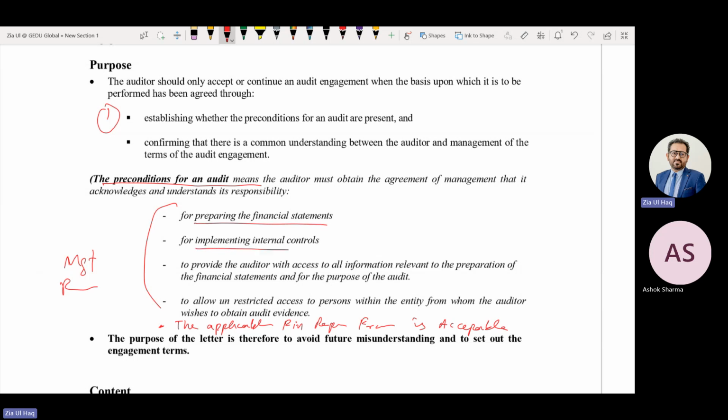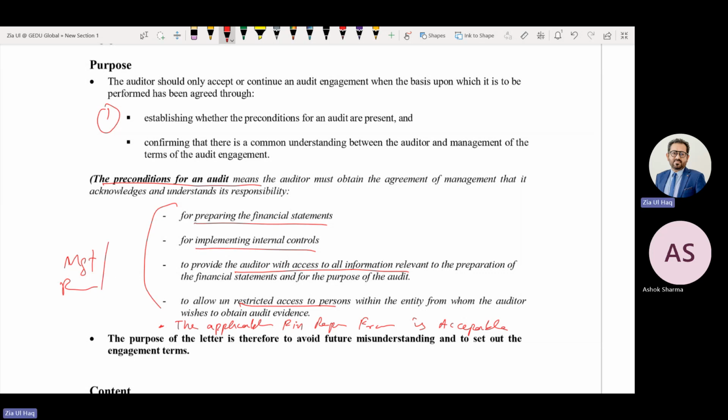To implement an internal control system is the responsibility of management. To provide access to records for audit purposes is the responsibility of management. And to provide all information to the auditor for audit purposes is the responsibility of management. These are the 5 preconditions of an audit. It means before signing the engagement letter, the auditor needs to make sure these preconditions exist.